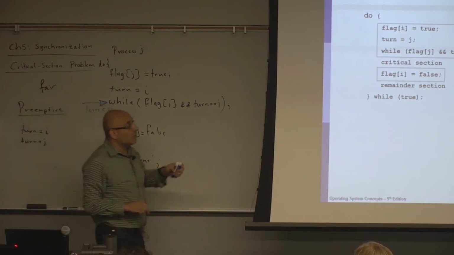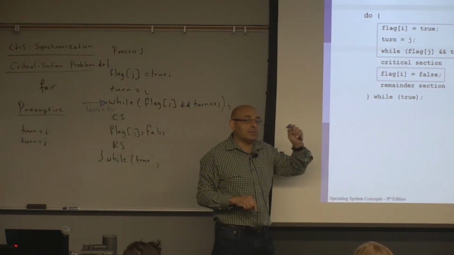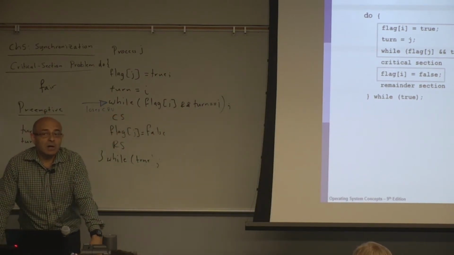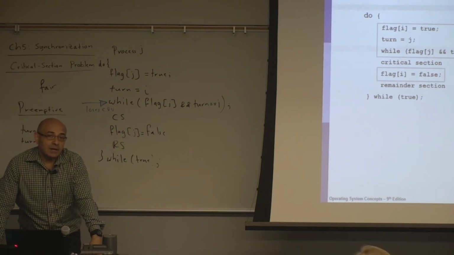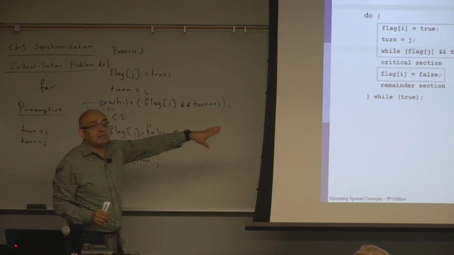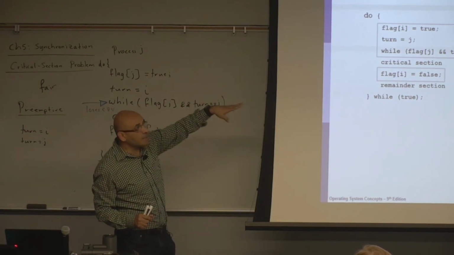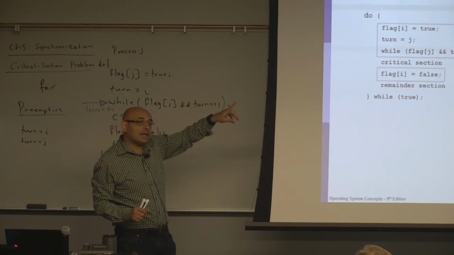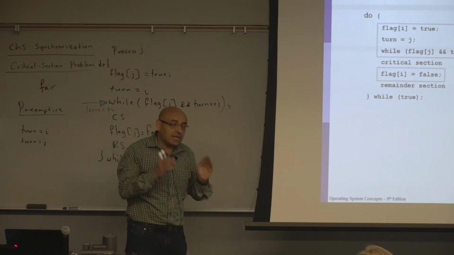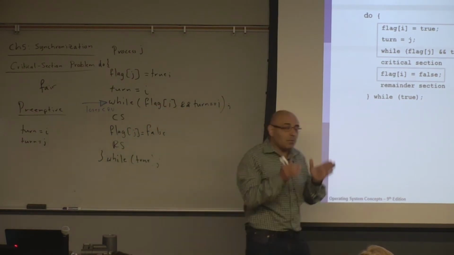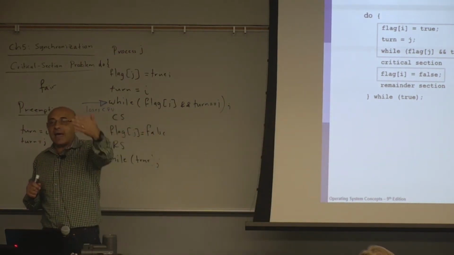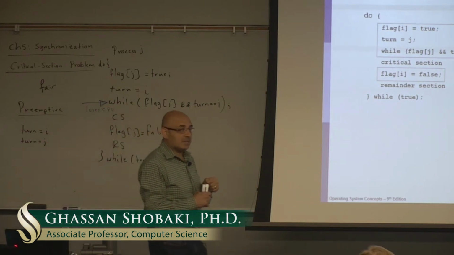So with this solution, it will be impossible for a process to access the critical section 2 times in a row while another process is waiting. Of course, it can access the critical section 100 times in a row if the other process is not interested. But if the other process is waiting, a process can access the critical section only once while the other is waiting. And this is exactly what we mean by bounded waiting. If you are waiting, then you are guaranteed that the other process will not access the critical section more than once when you are waiting.